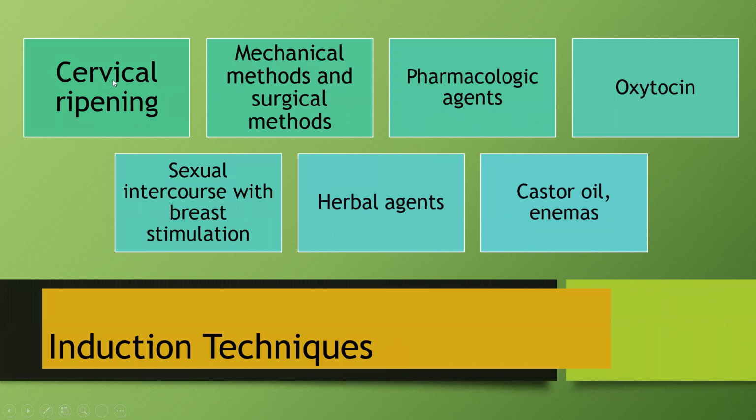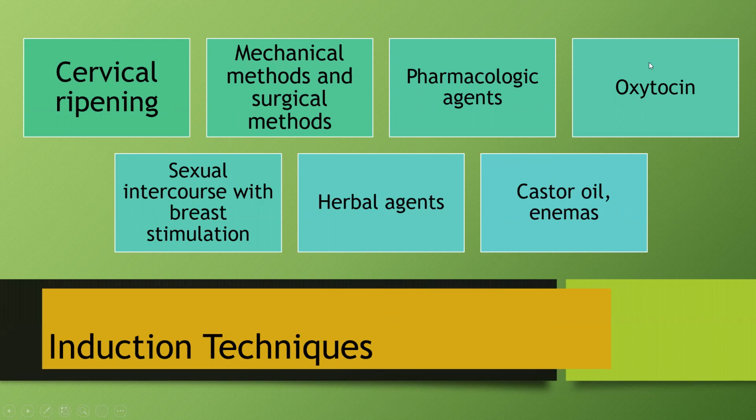So the cervical ripening, we have some medications, prostaglandins, that will help encourage the thinning of that cervix and get it ready for labor. We have some mechanical methods, and we have some pharmacological methods. I'm going to show you that in just a minute.